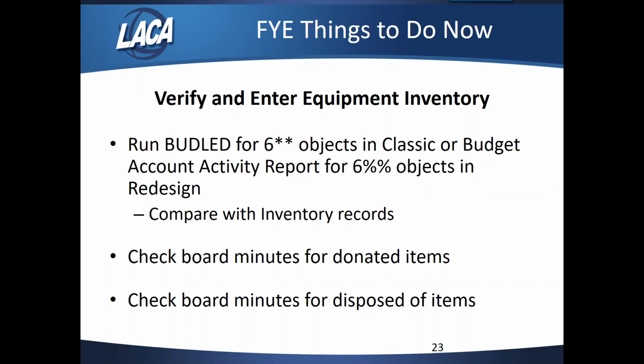Compare that with the records that you've already added to inventory and add any that are missing. Review your board minutes for donated items and disposed of items and make sure those are all accounted for as well. When you're running the BUDLED or the Budget Account Activity Report, go ahead and enter a date range of July 1st, 2019 through June 30th, 2020, so that you're only looking at the records from this fiscal year.